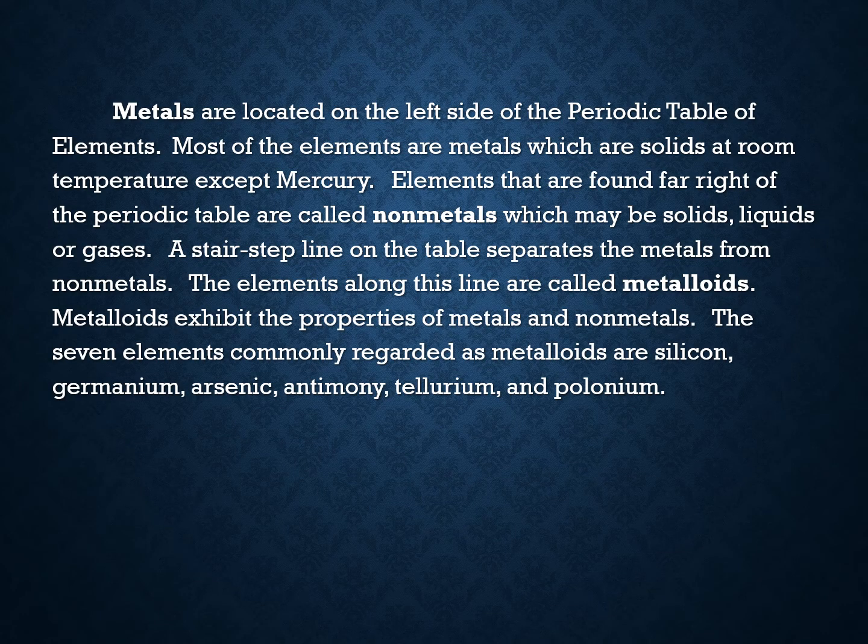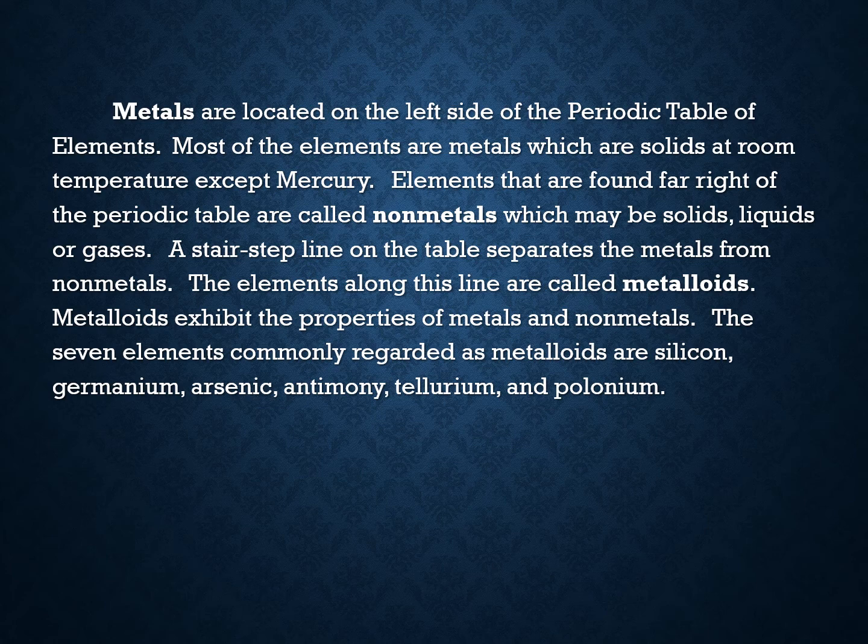So aside from what you've learned a while ago in terms of the groups and the periods, don't forget that the periodic table also has another grouping: the metals, metalloids or semi-metals, and the nonmetals. Metals are located on the left side of the periodic table of elements. Most of the elements are metals, which are solids at room temperature except mercury. Elements that are found far right of the periodic table are called nonmetals, which may be solids, liquids, or gases. Take note, it doesn't mean that all nonmetals are liquids. When you say nonmetals, it can also be solids, liquids, or gases.